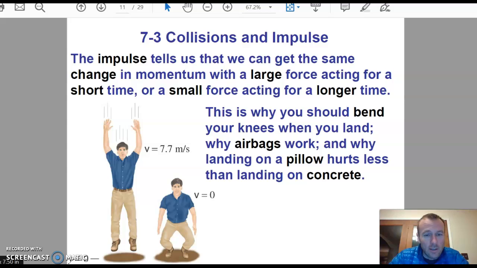If you tried to land with your legs straight and you didn't bend your legs at all, that time interval would get much smaller, and then that would make the force much larger. So these two things are opposites. One has to go up, the other has to go down, because the impulse, or the change in momentum, is going to be the same thing no matter what we do, but we can increase that time interval to decrease the force. And this explains a lot of physical situations on how we reduce forces during collisions.